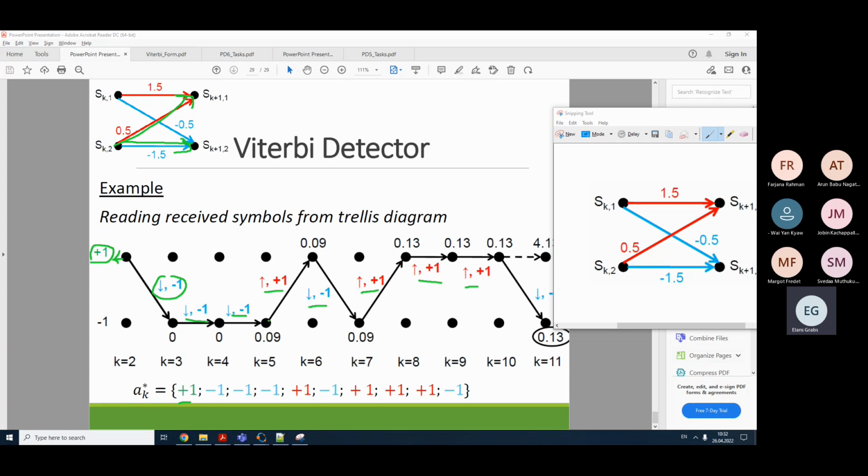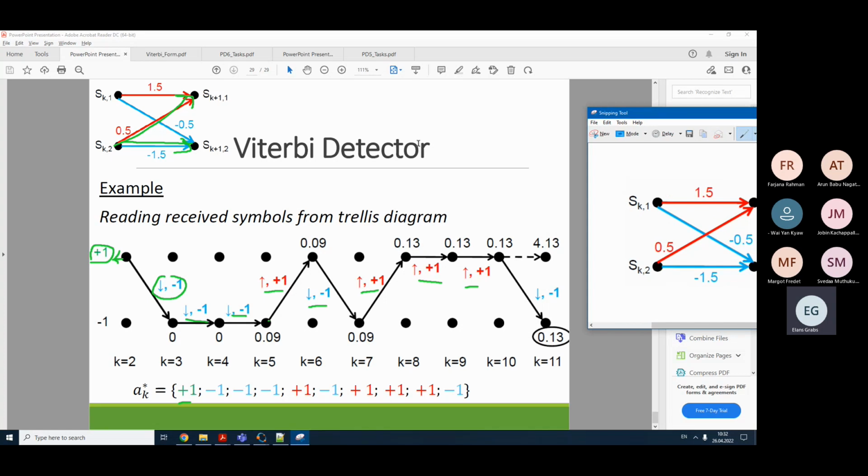Also here, actually, we weren't precisely certain that this is -1. However, considering that we have finished our data transmission and no more data will be coming, then we consider the smallest metric path, yes. And in this particular case, this is actually real data that matches the data that has been truly transmitted. Yes, so this is how this Viterbi detector algorithm is actually operating.